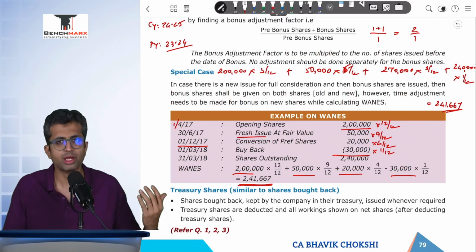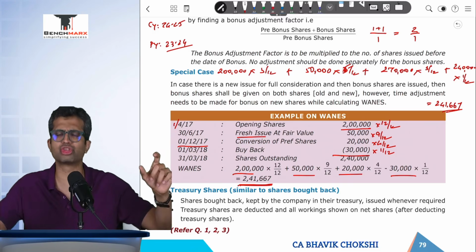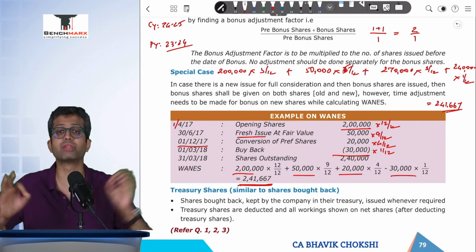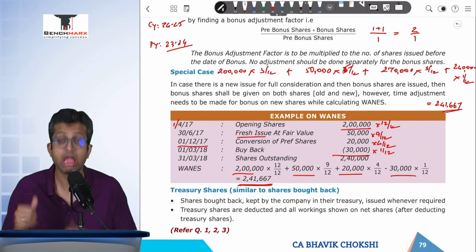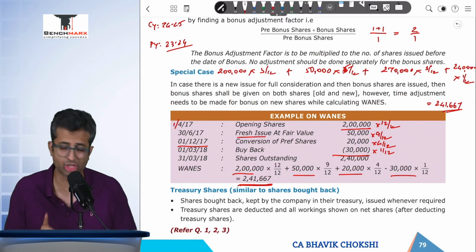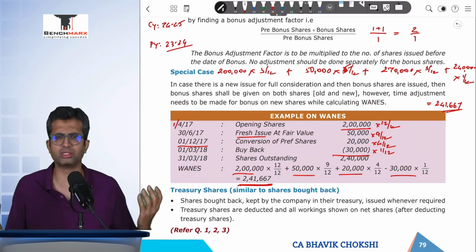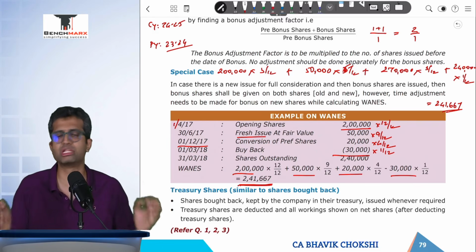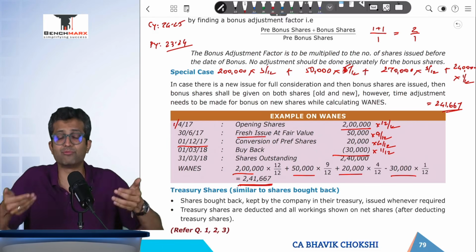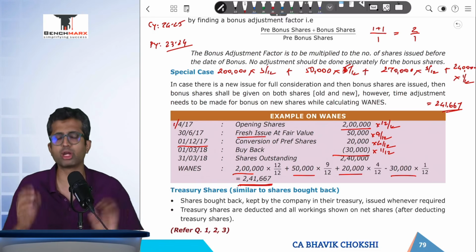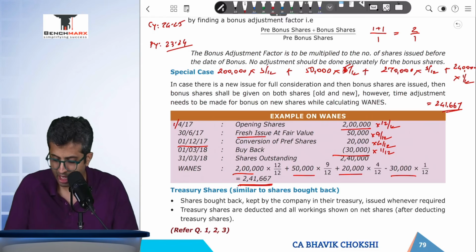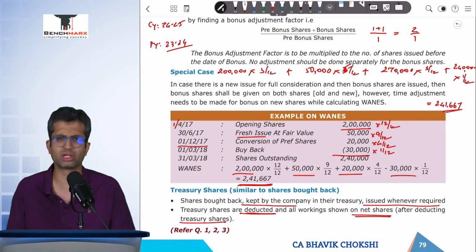In a similar way, if you had 1,000 shares and 300 shares are kept in the treasury, it will be treated as if there are only 700 shares outstanding, and your WANES calculation will be based on 700 shares only. The shares in the treasury are shares which have been bought back. They've not yet been cancelled, but at the end of the day, they're not held by outsiders, and hence they are treated as if these shares have been bought back, and hence 1,000 minus 300, on the basis of 700, you will do the calculation. So shares bought back, kept in the company and issued whenever needed, these are treasury shares to be deducted, and all working should be on the net basis after deducting the treasury shares.